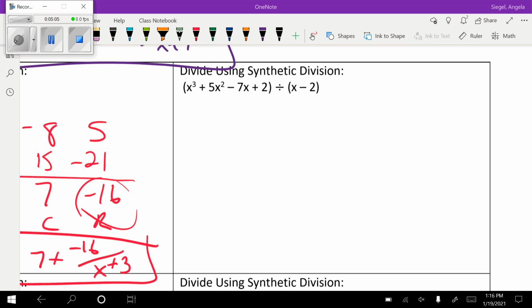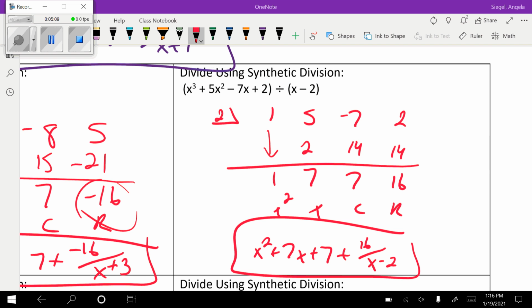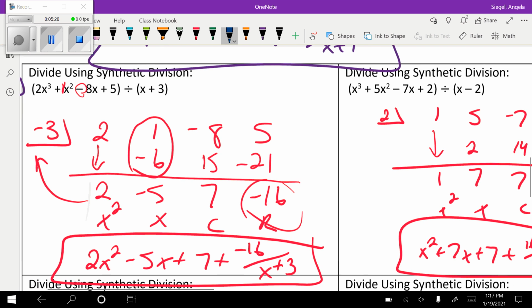Okay, see if you can do this one all by yourself. Okay, guys, so you should have ended up with x squared plus 7x plus 7 plus 16 over x minus 2. Okay, so let's keep moving.